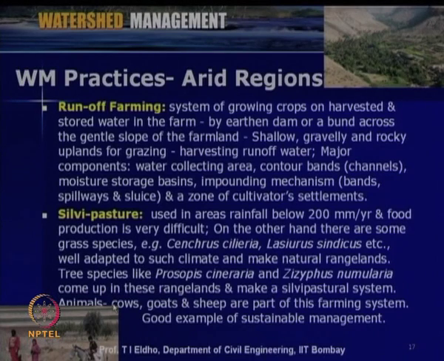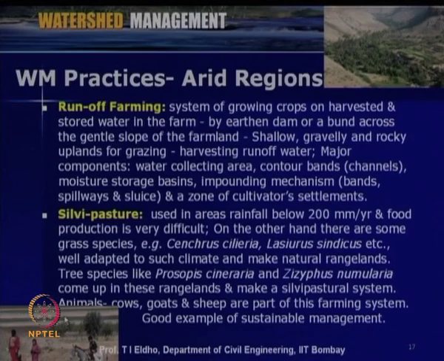And then animals like cows, goats and sheep are part of this farming system. These animals can graze in this region, and the animal products like milk, eggs, meat, etc. can be used by the local people. So, that will be their major income. Here we can see that this is a good example of sustainable management.